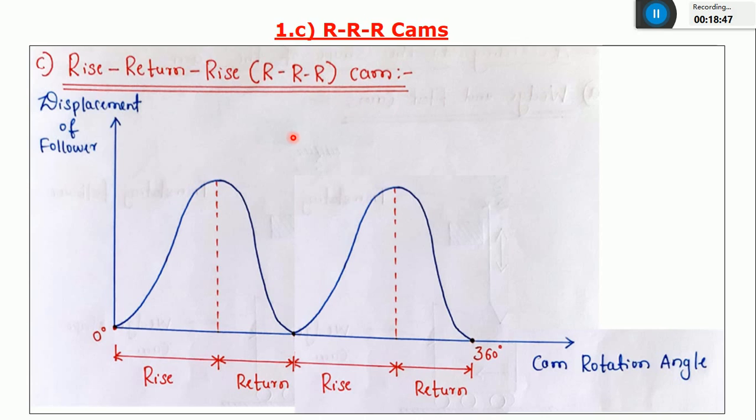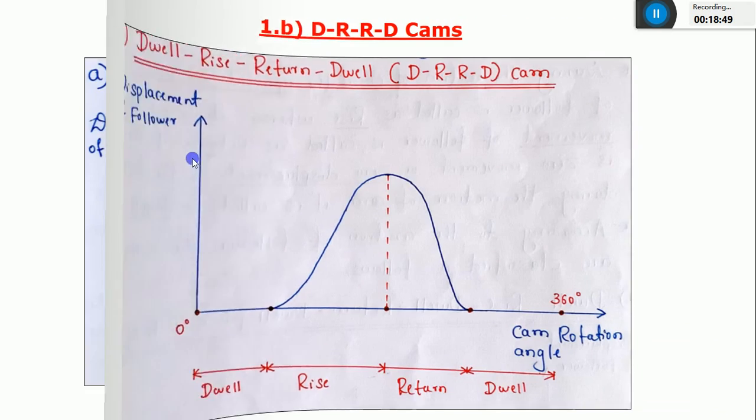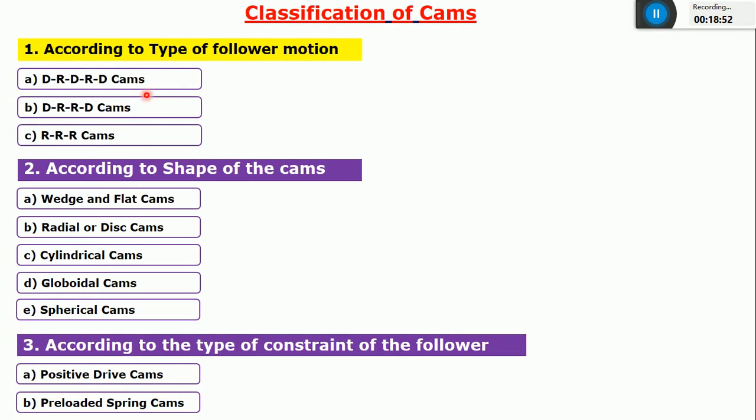So based on the type of follower motion, we are going to classify the cams as a dwell, rise, dwell, return, and dwell cam. The second one is dwell, rise, return, and dwell cam. But in this case, there is no dwell at all. Continuously, the follower is moving. It is rising, returning, rising, and returning. These are the three classifications which come under the first criteria, that is, according to the type of follower motion.